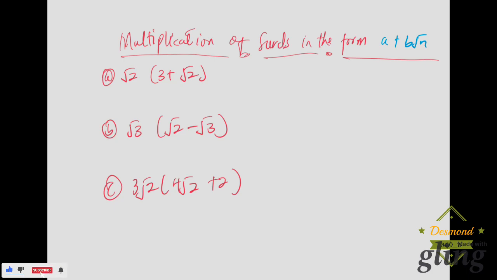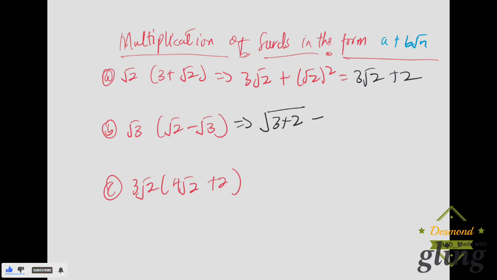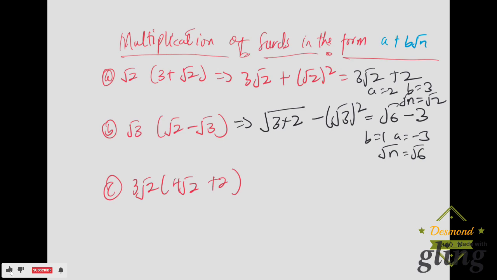So if you have root of 2 multiplying 3 plus root 2, how do we do that? With this one, we should get something like 3 root 2 plus what is in the bracket, root 2 squared, which is the same as 3 root 2 plus 2. Then with this one too, it's going to be 3 times 2. You remember that? Then open bracket root 3 squared. Then we have root 6 minus 3, right? So you can see that we have the a. So a here is 2 and the b here is 3 and the root of n is root 6. You can see that it's in the form of that.